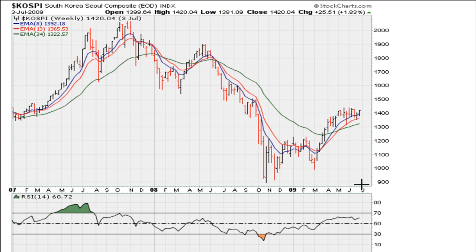let's take a look here at the KOSPI, South Korean market. Why am I talking about the KOSPI? Just random stocks and instruments I saw while I was looking for examples. So let's go with it.